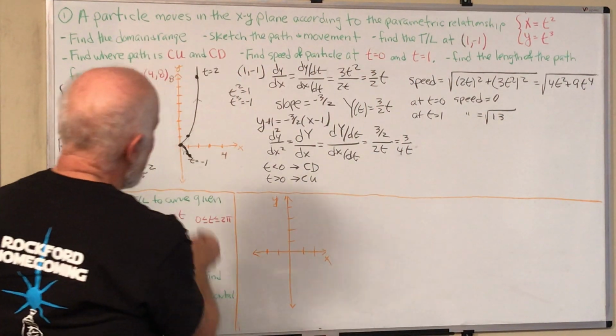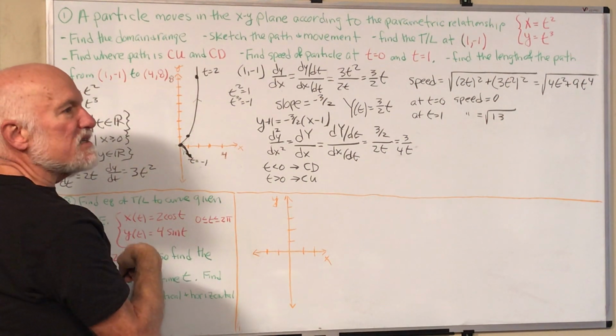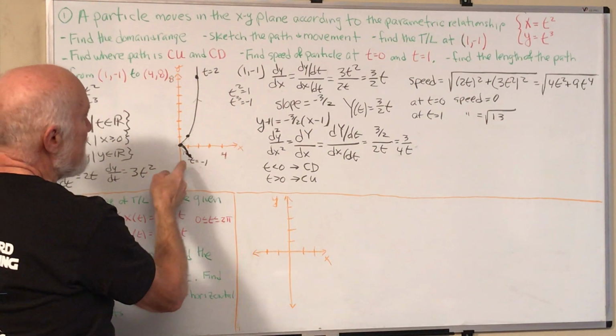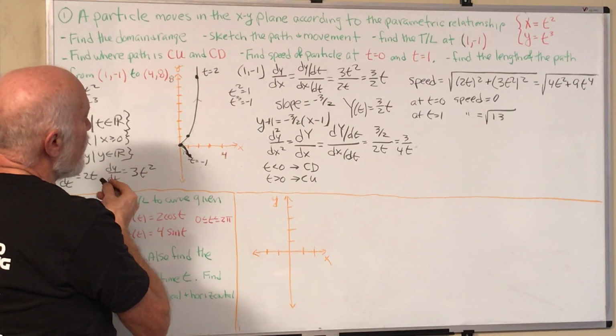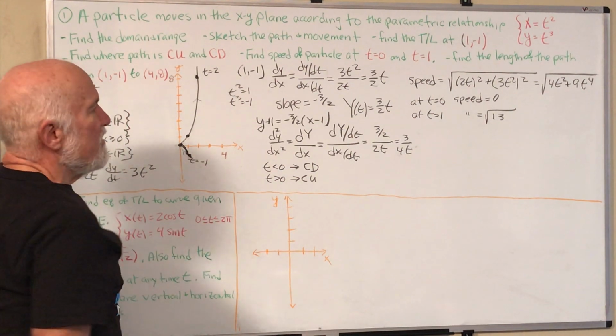Does that make any sense? Well, what does it mean for the speed to be 0? That it's not moving in the x direction or the y direction. And that happens only at the origin right here.